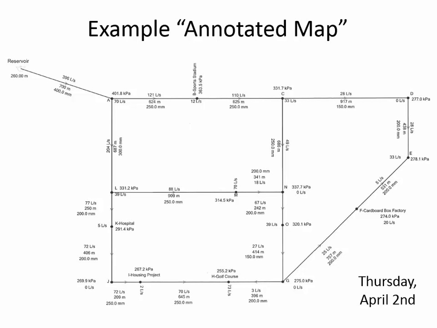Annotation is labels, and so you'll notice that it's showing the pressure at each junction. It's showing the demand that's coming out at each junction. And some of these junctions don't have flow coming out of them. They're just where the pipe changes direction. The flow through the pipe is marked, the length of the pipe, the diameter.